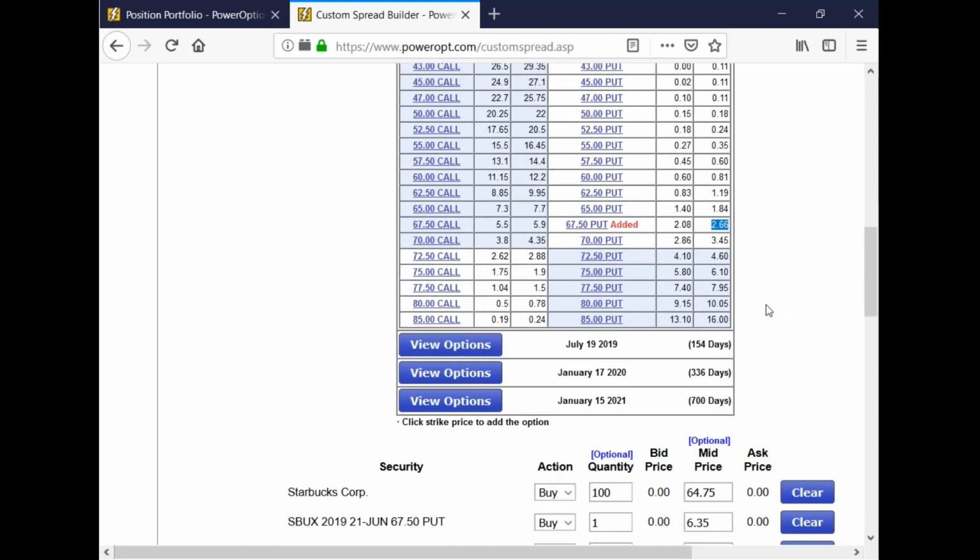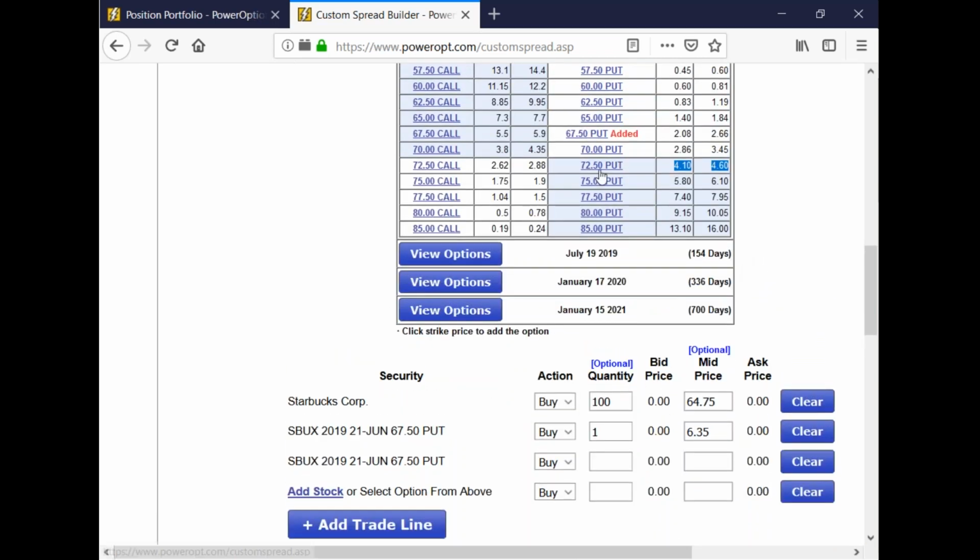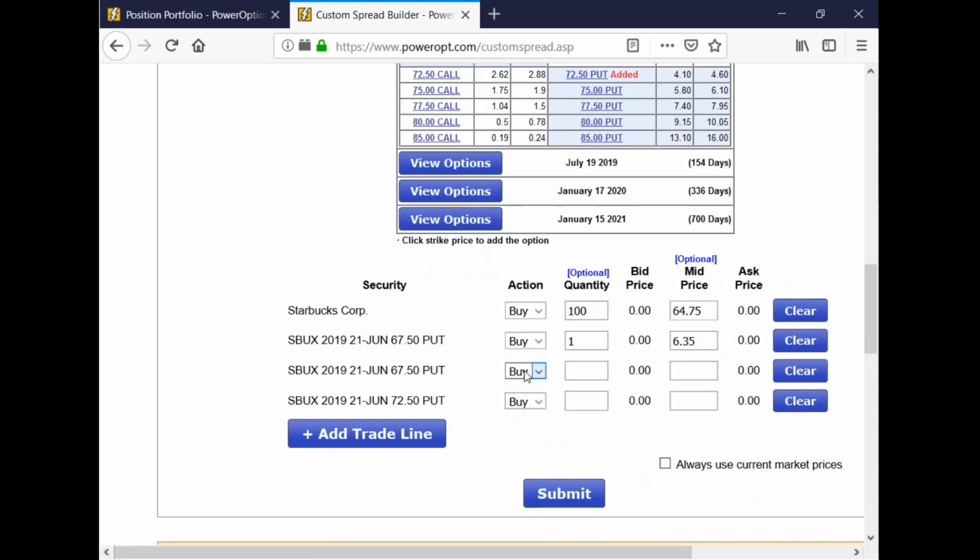Because I can sell to close this for $2.30 and buy to open the 72.5 for about $4.30. I'm going to pay $2 roughly to gain 5 points of guaranteed insurance. It's almost like generating $3 in premium. Let's take a look. So I'm going to sell to close my $67.50 and buy to open the $72.50.